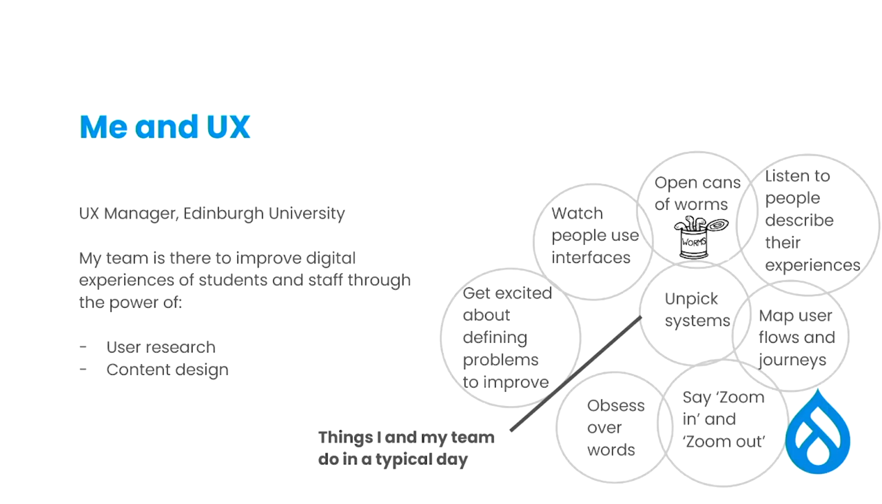So the way my team try and optimize those experiences is through a combination of user research and content design. So these are some of the things we do in a typical day. We do a lot of watching people interacting with interfaces and listening to them describe their experiences. We do a lot of mapping, drawing out journeys to get a sense of these experiences. We say zoom in and zoom out a lot, I do anyway. And opening up cans of worms, because often we look at interfaces and think, well, why could we not change that? And that would make the experience better. Understand a bit more about the system and realize why that's not an option. And spend a lot of time obsessing over words, which I will come on to a bit later as well.